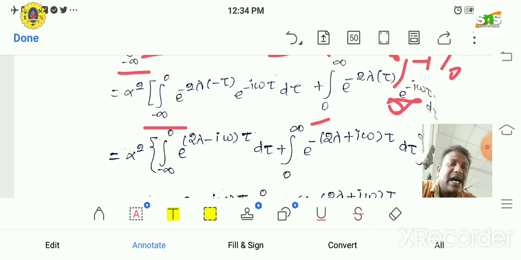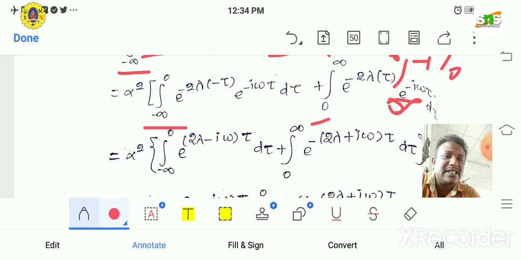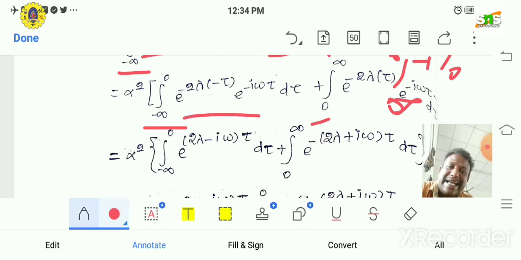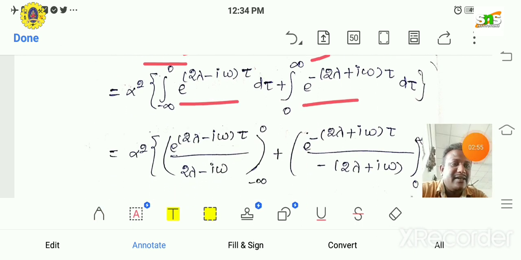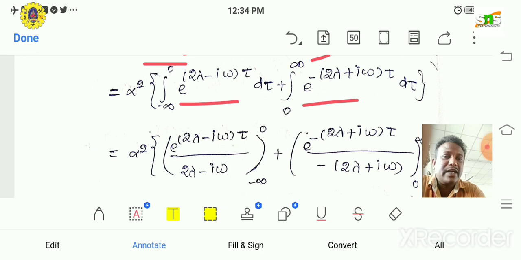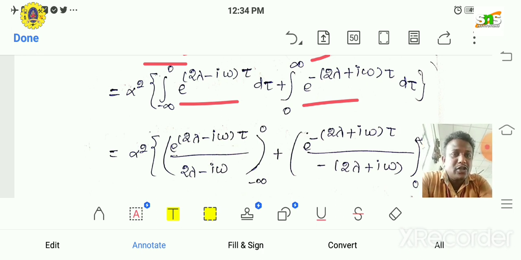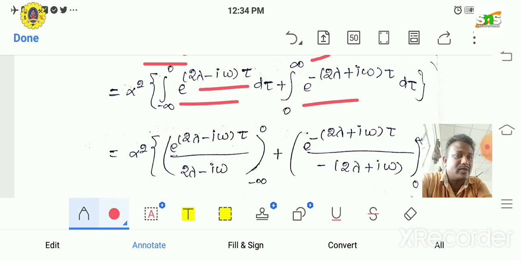After applying this, I look at my terms. Here I have two terms in terms of e. Since the base is the same, we can add the powers. So I added the power in both the terms, and after adding the power I got this result. Now we have only one integration part, e power 2 lambda minus i omega into tau. Similarly here, e power minus 2 lambda minus i omega tau d tau.